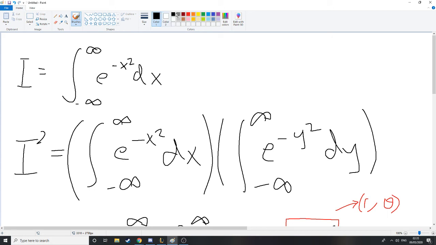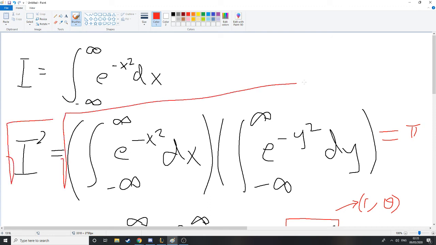So we just figured out that I squared equals pi. So if we just square root everything, we get that I equals square root of pi. So yeah, the square root of pi.